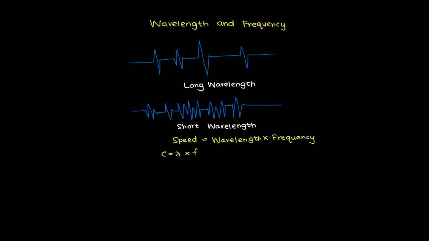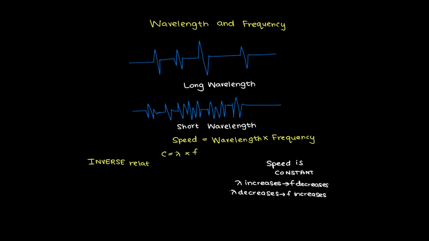Think of it like this. Wavelength is the distance between wave peaks. Frequency is how many peaks pass a point per second. Longer wavelengths mean fewer peaks fit in the same distance, so fewer pass by per second. Lower frequency. The two are inversely related. When one goes up, the other goes down.